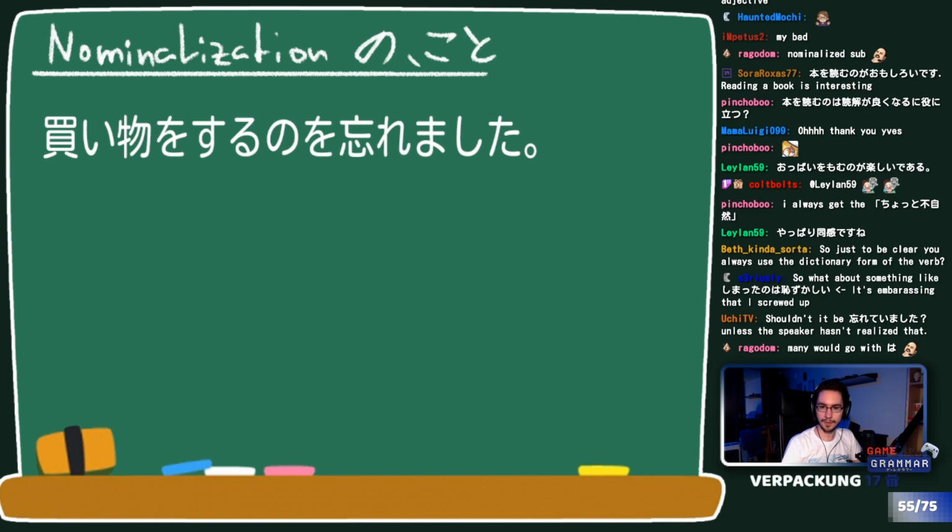Shouldn't it be 忘れていました? I think either one is fine, but the nuance is different. 忘れていました depends on who's speaking and who's speaking about who. 忘れていました sounds like a narrative kind of thing. 買い物をするのを忘れていました. I had forgotten about doing shopping.